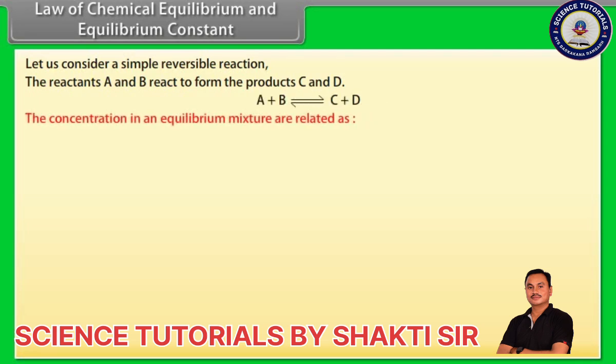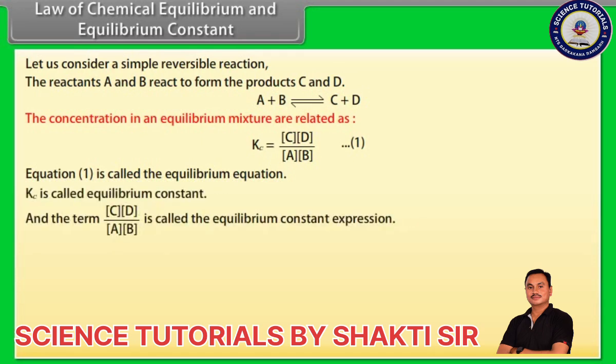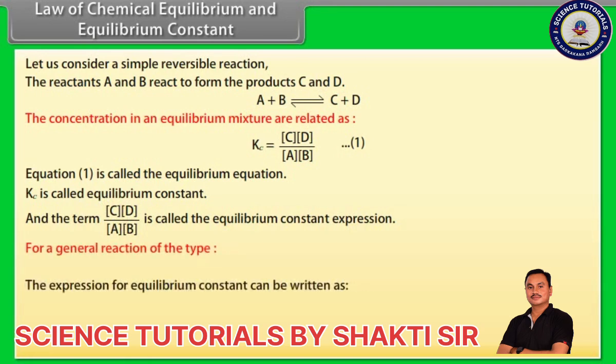The concentrations in an equilibrium mixture are related as, equation 1. Equation 1 is called the equilibrium equation. Kc is called the equilibrium constant, and the term is called the equilibrium constant expression. For a general reaction of the type, the expression for equilibrium constant can be written as, where C is subscript to K. That is, Kc is expressed in concentration of mole per liter.